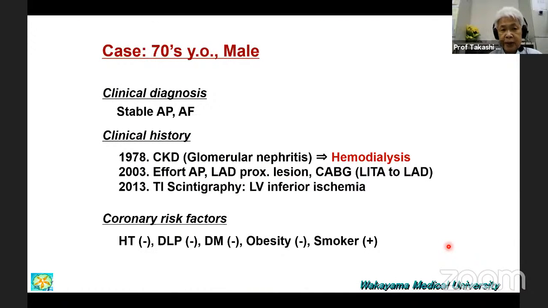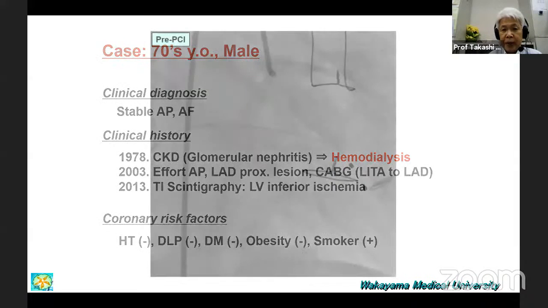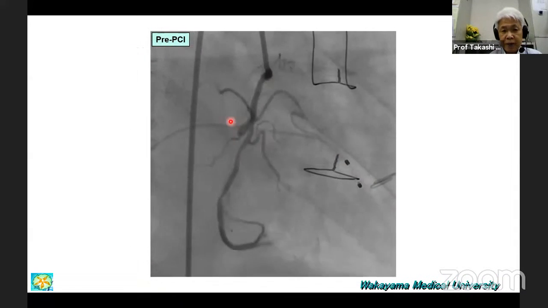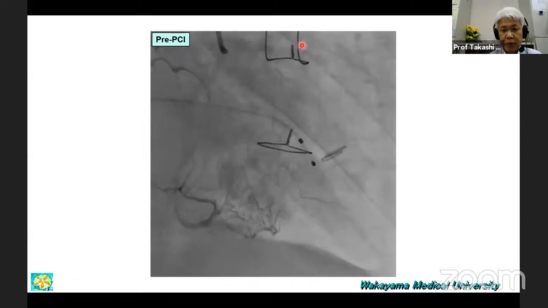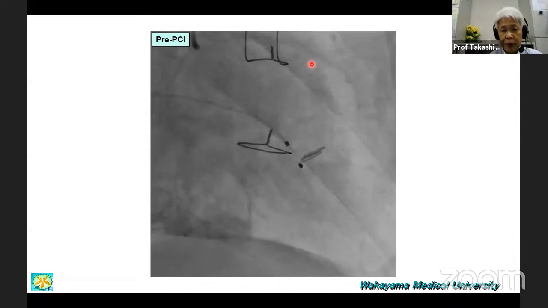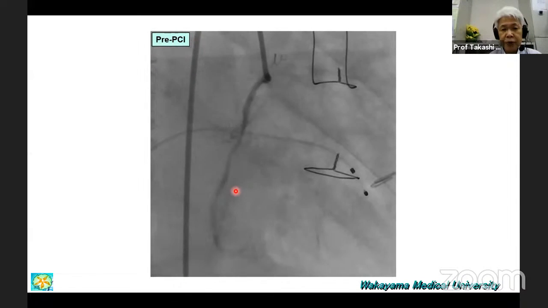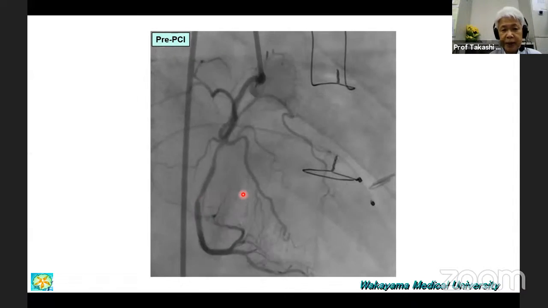This is another case, a 70-year-old male and hemodialysis patient. The patient had a CABG previously, and recently had recurrent angina, and the perfusion image demonstrated inferior ischemia. And this is the angio. You can identify the calcium from the proximal to the distal RCA and the proximal LAD, from the left main to the distal LAD. And you can identify a very tight lesion.